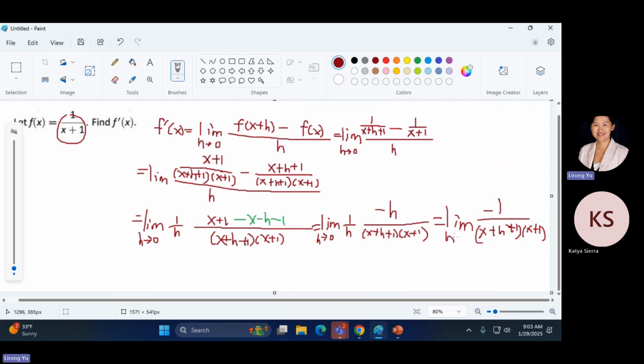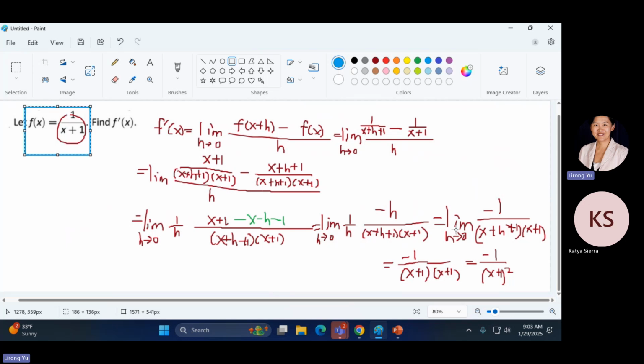And now we have h approaching 0. If h approaching 0, that h is 0. So the final answer to the limit calculation is negative 1 over x plus 1 times x plus 1, because h is now 0. Now you can make it more concise and write negative 1 over x plus 1 squared. So basically, the final answer to the question is, the original function is this, and our derivative function is negative 1 over x plus 1 squared.